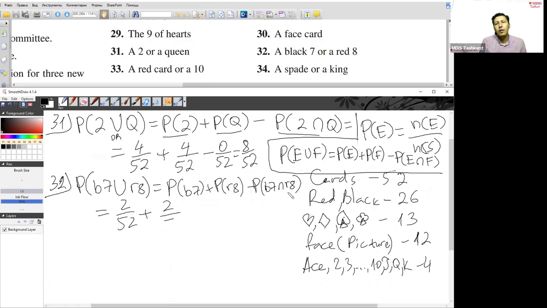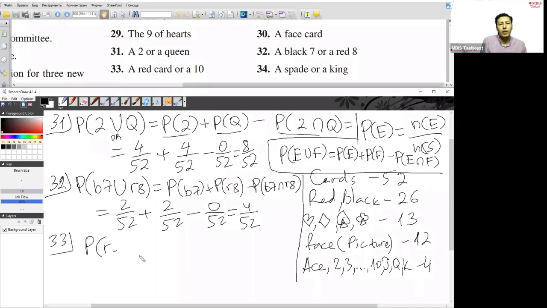Minus, do you have a card which is 7 and 8 at the same time? No. Therefore it is 0 out of 52. So you get 4 over 52. Then you use a calculator to find the approximate solution. So 3, probability of getting red or 10. Again you use the same formula, red plus 10 minus red and 10.